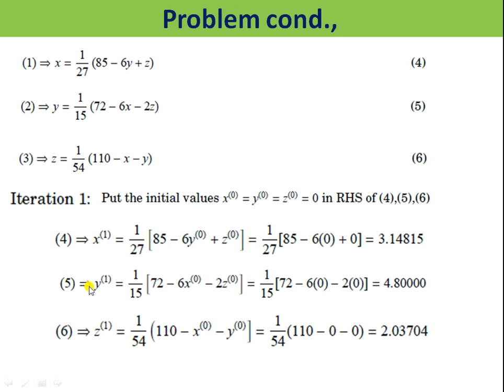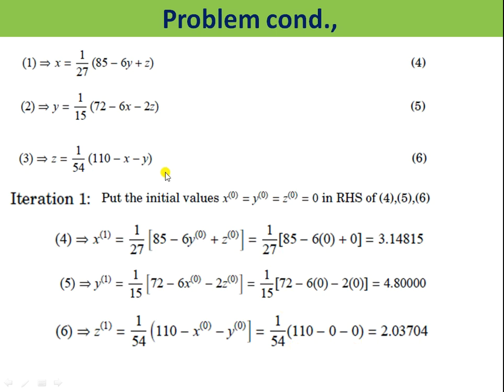Similarly, for the first iteration of y, we replace x power 0 and z power 0, so that value is 0 here. Simplify that, you will get 4.80000. Now I am going to find the first iteration value for z. For that, I have to replace x equal to 0, y equal to 0, and we will get 110 by 54. Simplify that, its decimal value becomes 2.03704.